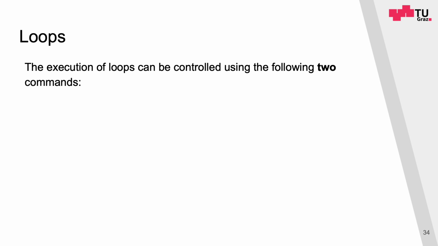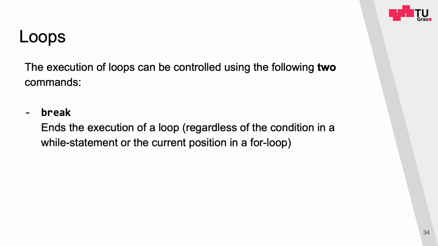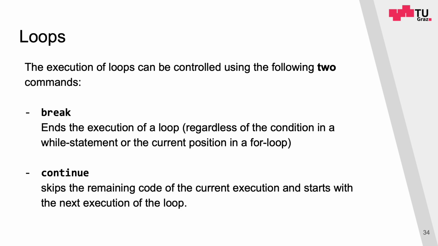We can then further control the execution of a loop using the following two commands. The first one is break, which ends the execution of a loop regardless of the condition in a while statement or the current position in a for loop. The other is continue, which skips the remaining code of the current execution and starts with the next iteration of the loop.